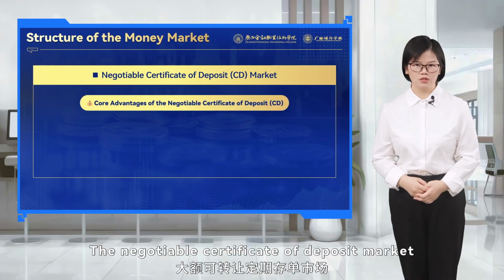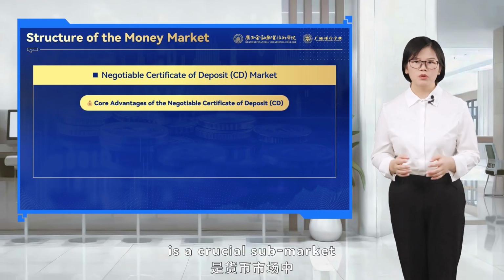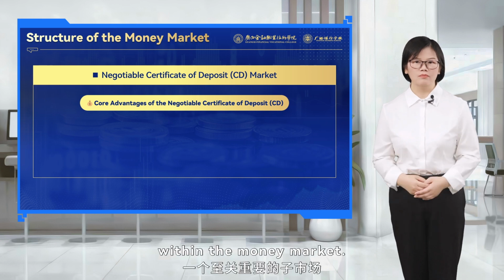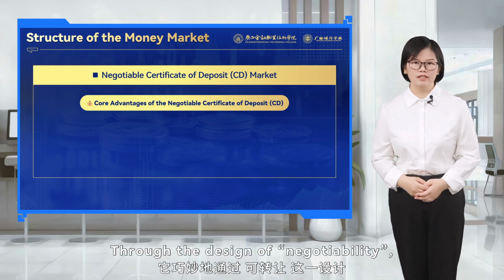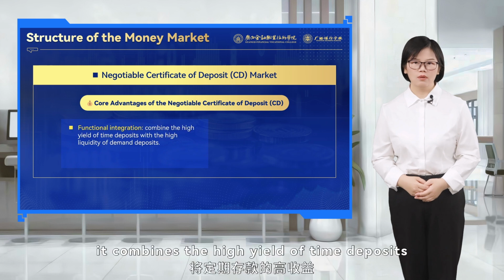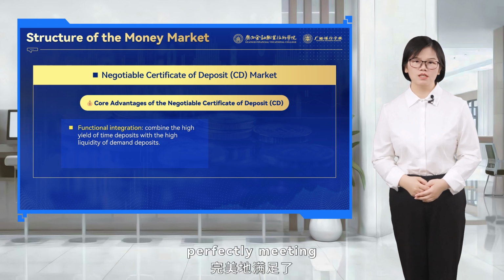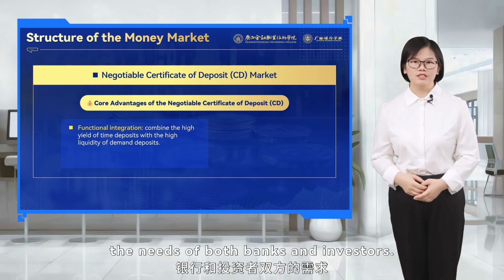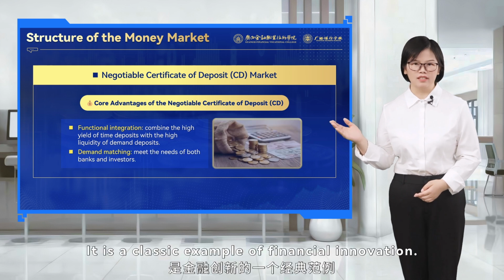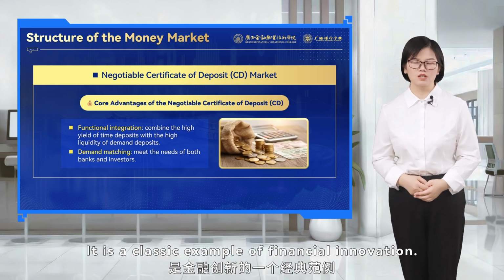The negotiable certificate of deposit market is a crucial sub-market within the money market. Through the design of negotiability, it combines the high yield of time deposits with the high liquidity of demand deposits, perfectly meeting the needs of both banks and investors. It is a classic example of financial innovation.